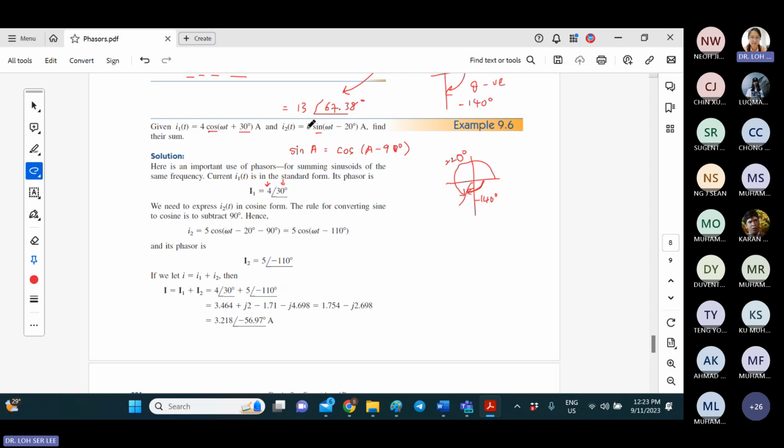So now we change this into cos. So we have 5 cos. This is your A. This A needs to minus 90. That's why you get a minus 110. Then this is your Im, this is your phi. So we get the second phasor.